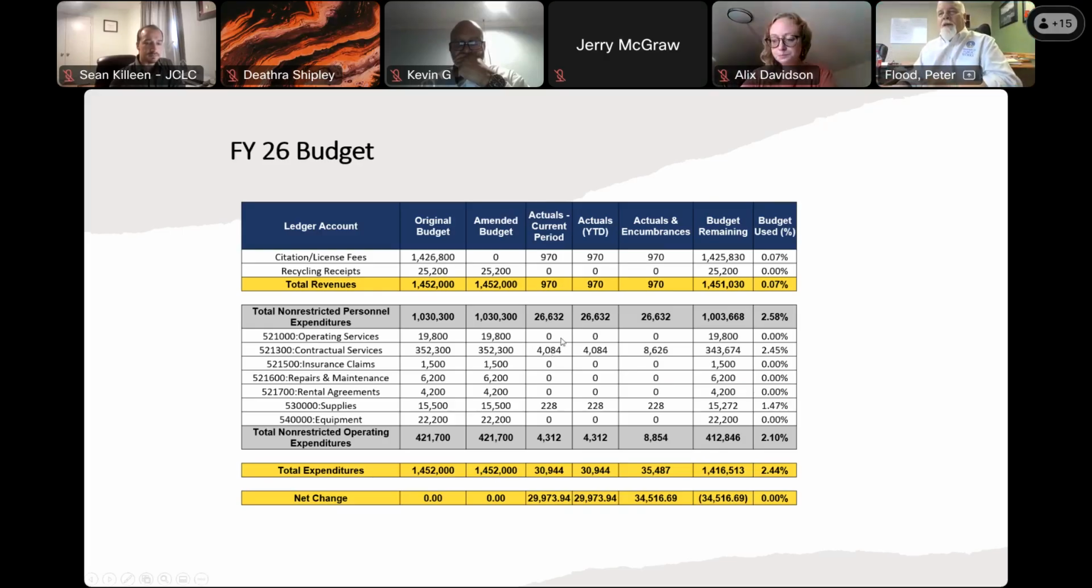Not much here. We've had 26,000 in expenditures for personnel and 4,000 for operating expenditures, for 30,000. We've had $970 of revenue, so we're a little behind on our revenue, but it's not time for our license fees to come in at this particular time, so there's no worries here.